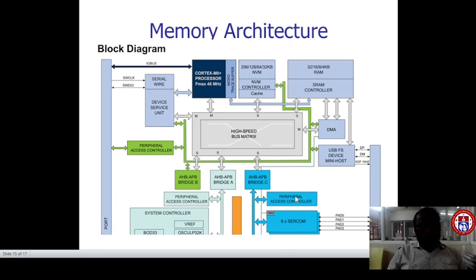Here we can see there is a Cortex M0 processor with a maximum frequency of 48 MHz, and we have some input-output peripherals on the left side. For that we have an input-output bus. Then on the bus architecture there is a high-speed bus matrix, which is connected to the DMA, and also connected with your SRAM controller. Then we have some bridges to interface between the peripherals and the high-speed bus matrix. So this is the memory architecture.